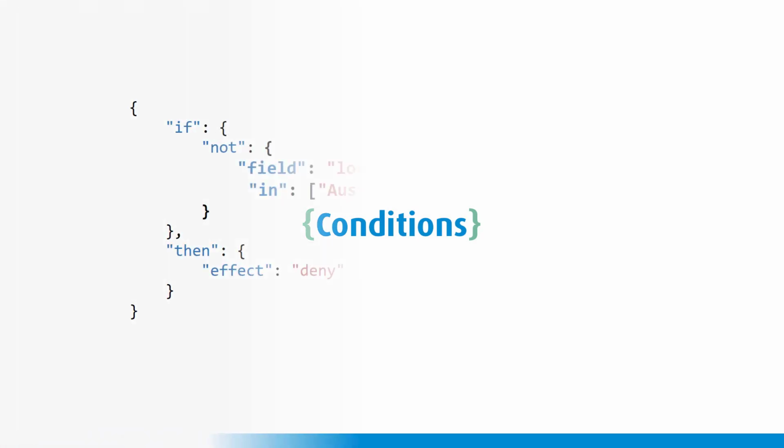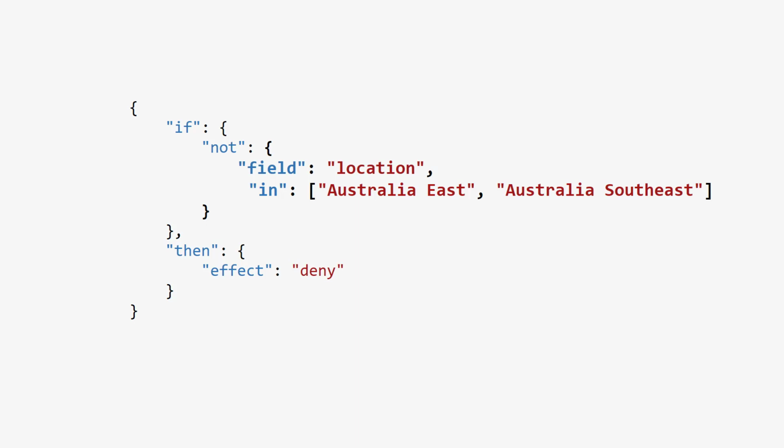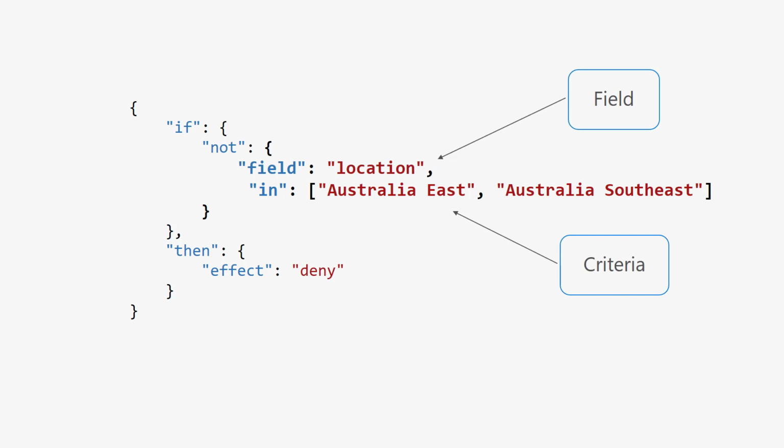So let's now focus on conditions. Conditions are basically a pair of a field and a criteria. Another important thing to mention about conditions is that they return either true or false. If we go back to our example of a policy rule, we can very easily identify the condition here. We have a pair of a field and a criteria. Here the field is called location, and our criteria contains some allowed values for our field.